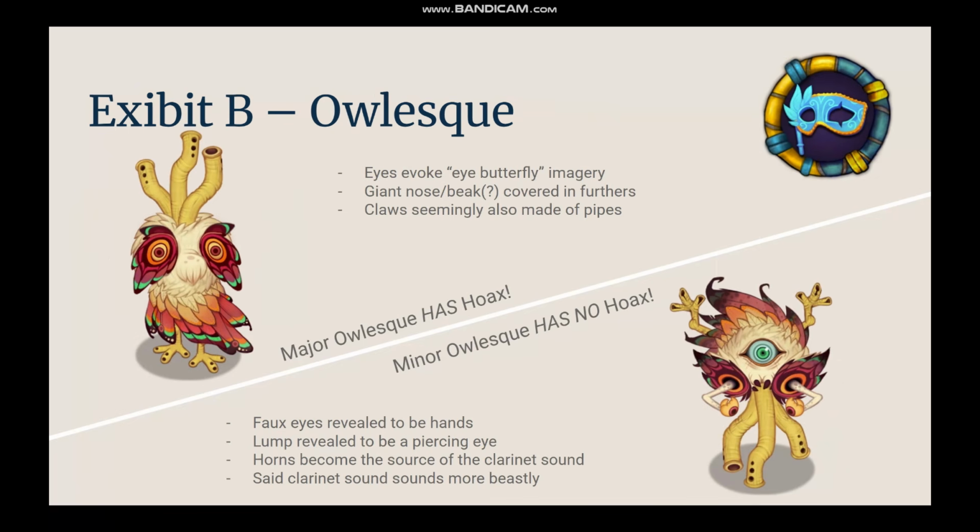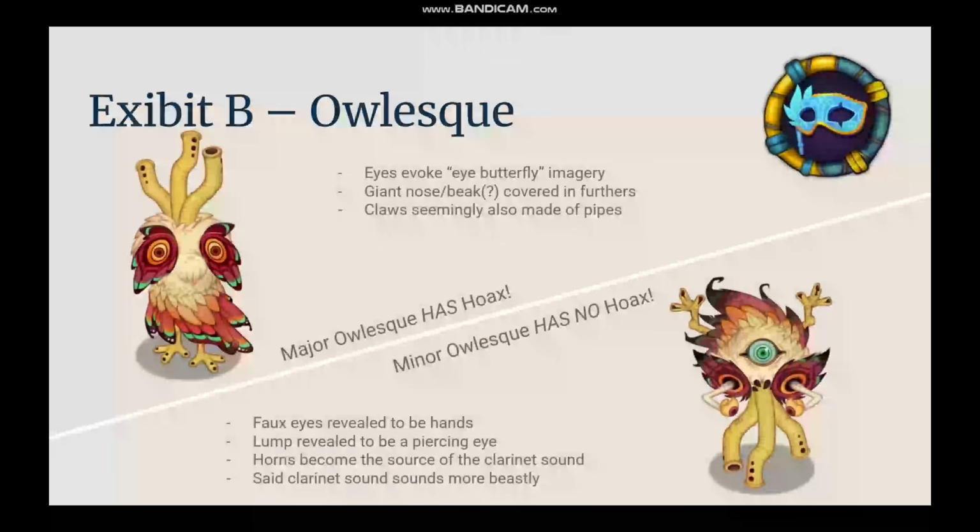And the said clarinet sound actually sounds a lot more beastly and more wild, which is kind of like a translation of it trying to reveal its true form. It's a more animalistic and I guess kind of ugly form in a way. But in this way, we know that basically Owlesque has nothing to hide in this form. This is his true self, and that's why we say that it has no hoax.